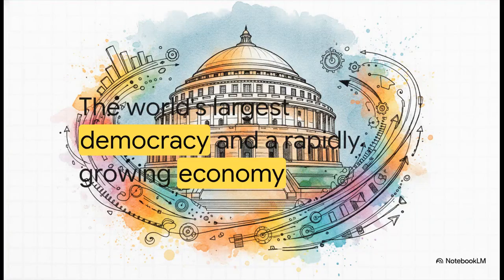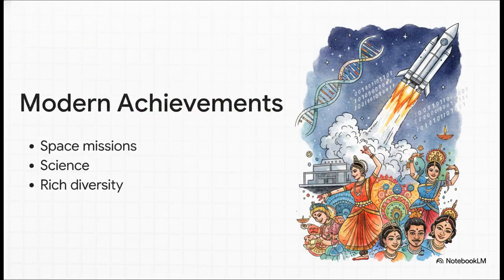So, the crucial point is how this ancient civilization, having weathered empires, colonialism, and a devastating partition, emerged into the present day. Today, modern India stands not just as a nation, but as an absolute titan. It is the world's largest democracy, boasting an unbelievable scale, and it remains one of the fastest-growing major economies on the globe. When we look at India's modern achievements, it's just breathtaking.